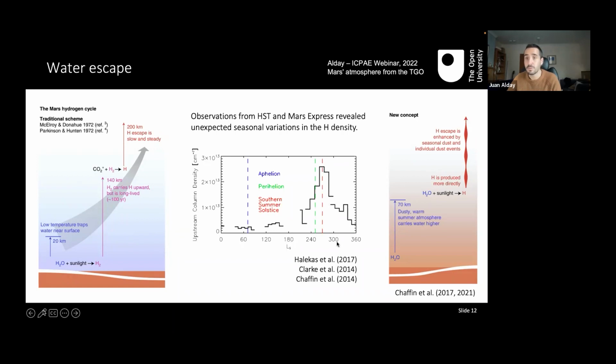These water ice clouds form at 70 kilometers instead. And at 70 kilometers, the photolysis of water vapor can directly produce atomic hydrogen. And this atomic hydrogen can rise up to the upper atmosphere and can finally escape to space. So this was the concept that was suggested in order to explain these seasonal variations.